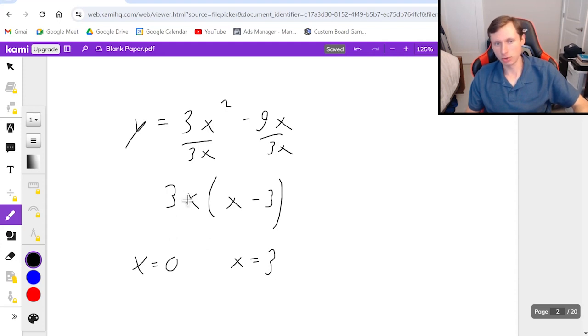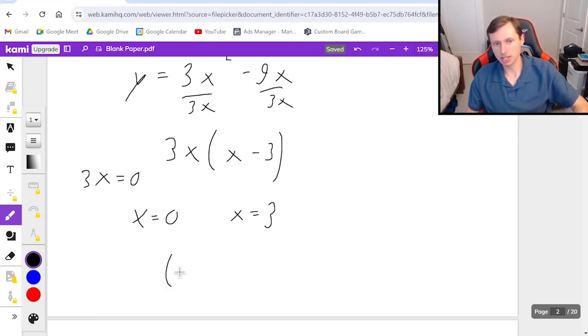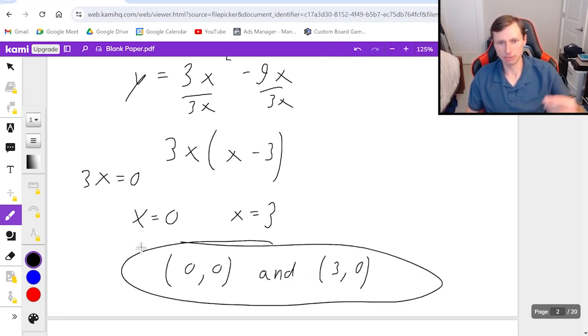And the reason why 0 is a solution is because you're saying 3x equals 0, and you're dividing by 3, so that's why x equals 0 is the first solution. Now as far as the intercepts go, it is (0, 0) and (3, 0), and that's it for that one.